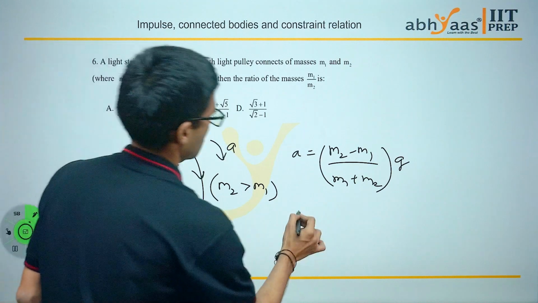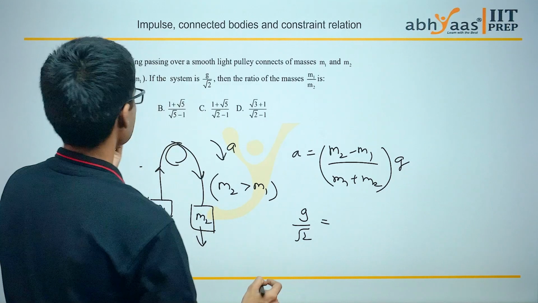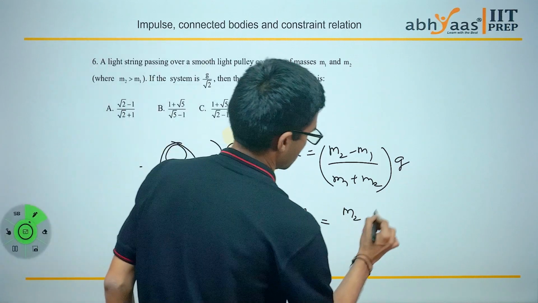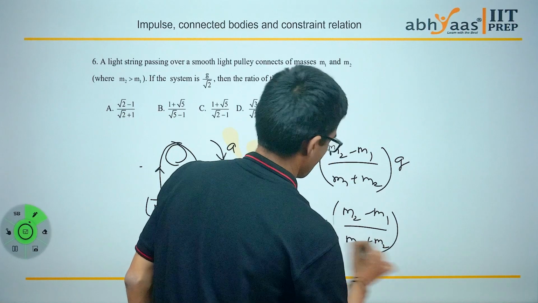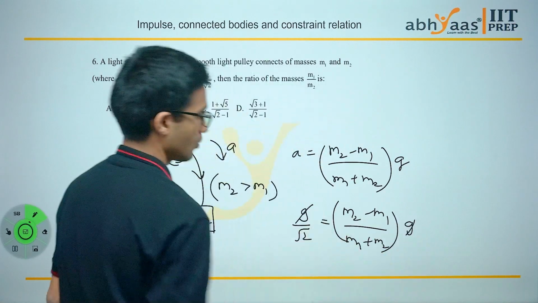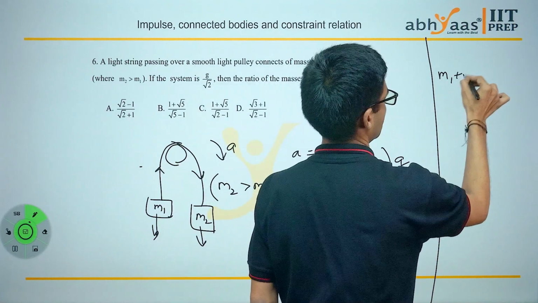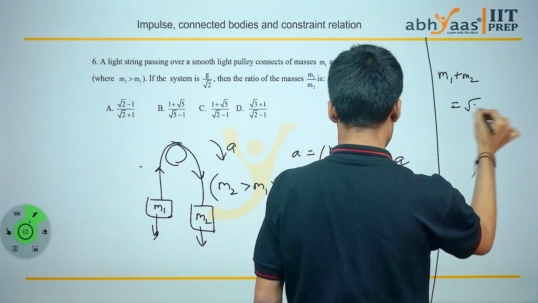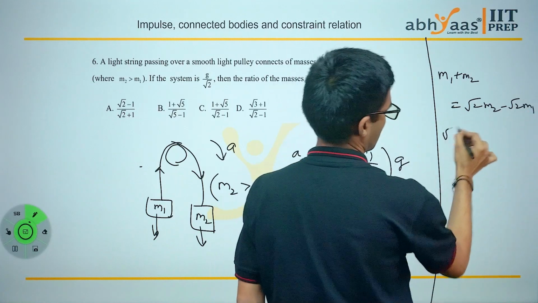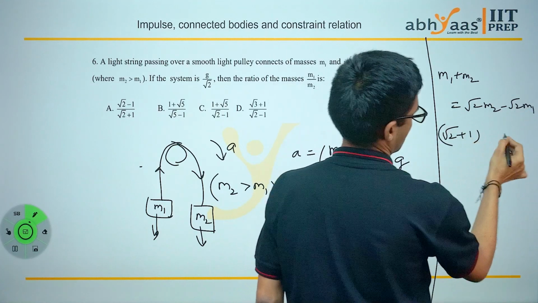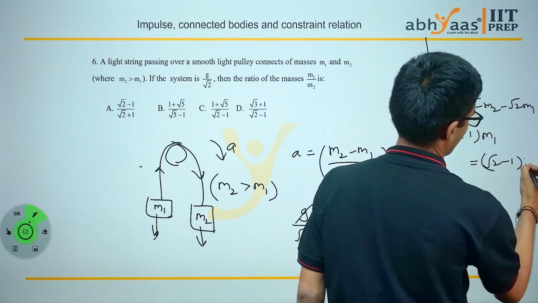Everybody knows this. So acceleration is equal to g by root 2, which is equal to M2 minus M1 by M1 plus M2 into g. The g gets cancelled. What will you get? Same problem as the previous one. M1 plus M2 is equal to root 2 M2 minus root 2 M1. So you bring M1 to one side: root 2 plus 1 into M1 is equal to root 2 minus 1 into M2.